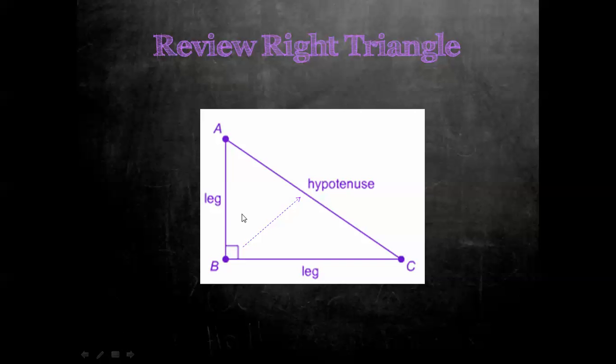If you remember, a right triangle has a 90-degree angle. The angle or the side directly across from it is called the hypotenuse. And then the other two sides are just called the legs.